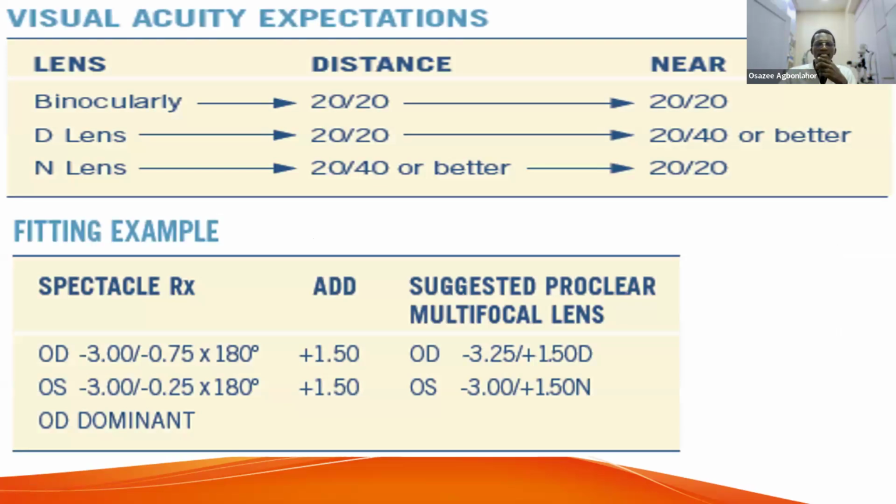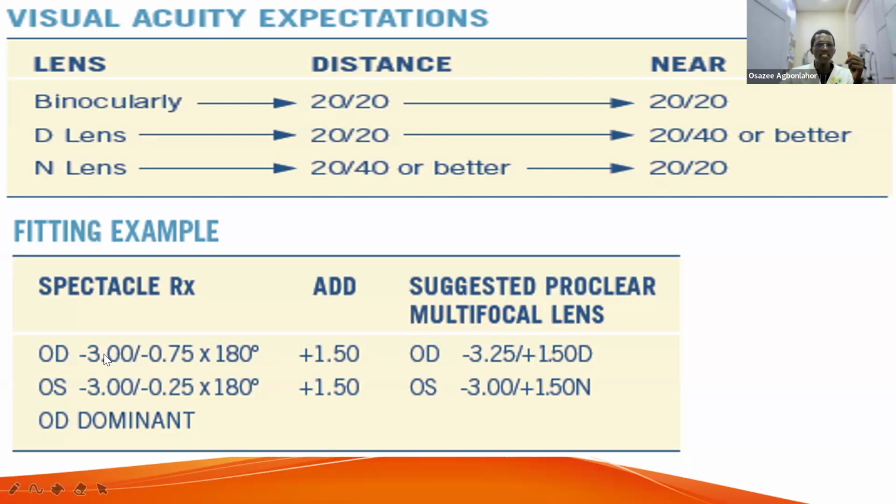So these are the visual expectations as seen here. Binocularly, both distance and near should be 20/20, just like written here. Distant vision is 20/20, near vision is 20/20. For the distant lens, at distance you have 20/20, then the minimum you should get at near is 20/40, that's your 6/12 or better. While your near lens should be 20/40 at distance or better, and for near it should be 20/20. So this is the expectation. If it goes against this, then you need re-evaluation.